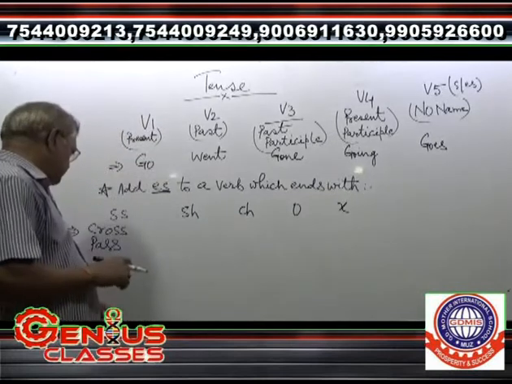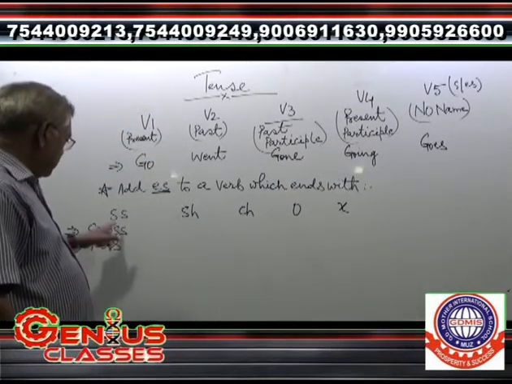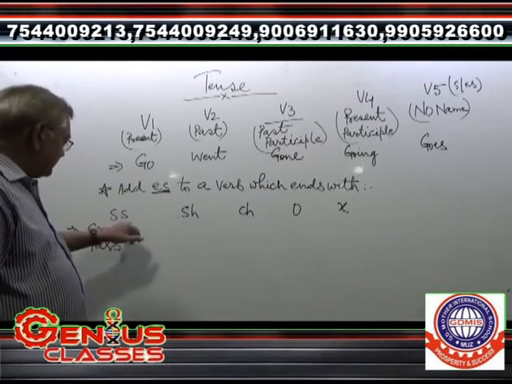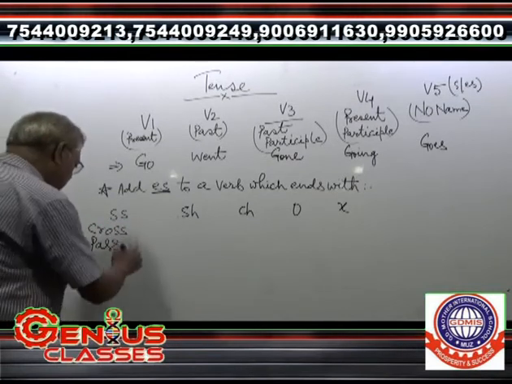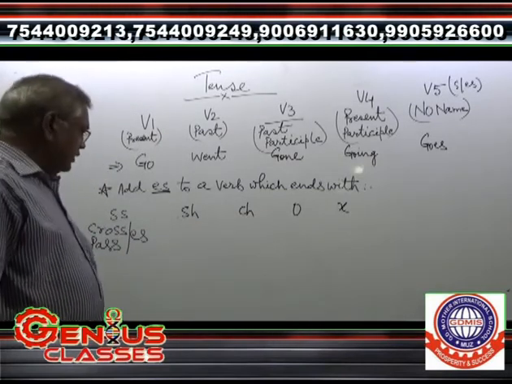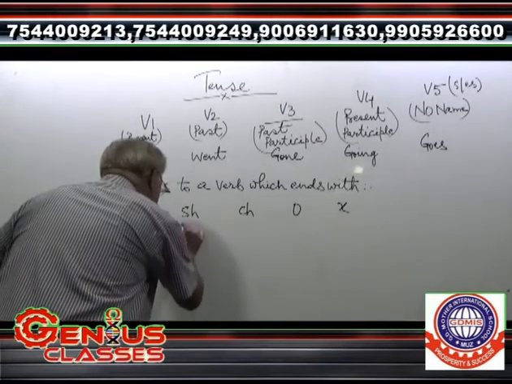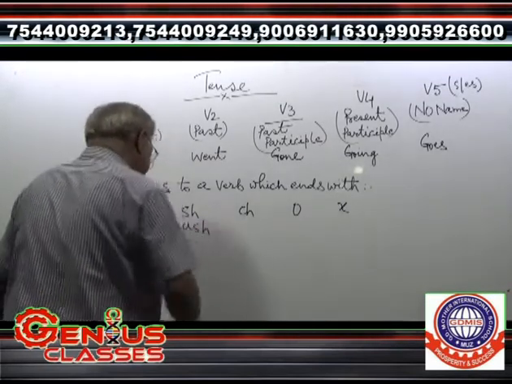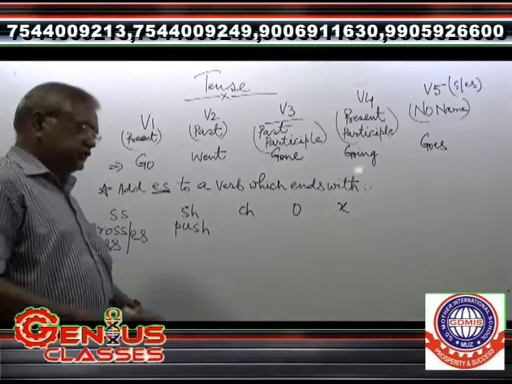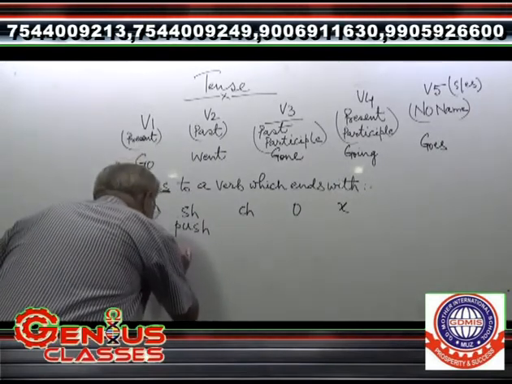So if a certain kind of verb appears which has double s at the end, you can add es over here. Same with the ending sh. Only action words, that is push. It is an action word. Then the word brush.